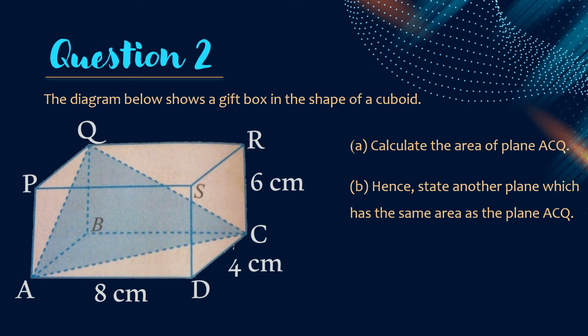The diagram below shows a gift box in the shape of a cuboid. There you can see a cuboid ABCDPQRS. The question is (a) Calculate the area of plane ACQ. Can you see where plane ACQ is? (b) Hence, state another plane which has the same area as plane ACQ.